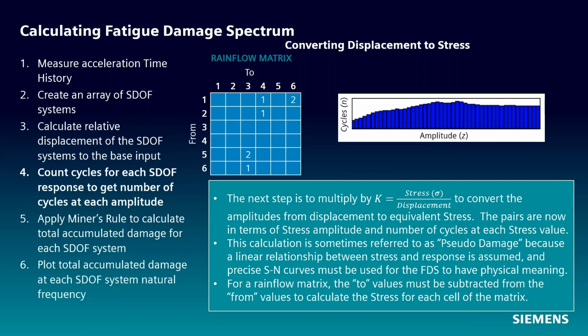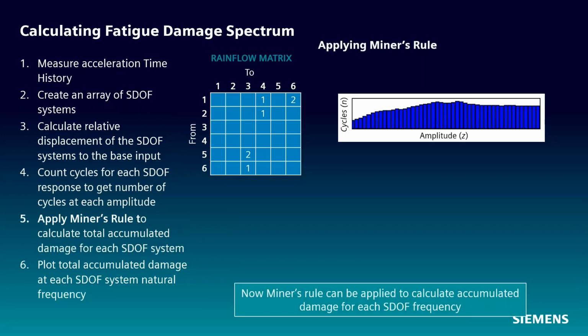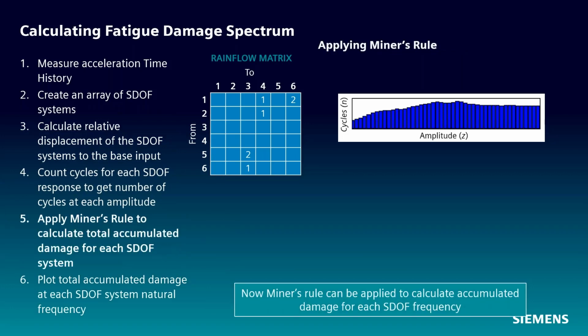So now we've gone through step 4 and counted cycles. We move on to step 5, which is to apply Miner's rule. So how do we do this? Well, Miner's rule is that you take the number of cycles at a particular amplitude on your test article and compare it to the number of cycles to failure from your Wohler curve. And then you do that for each one of these histogram bins and sum them all up, and that will be your total damage. That is Miner's rule in a nutshell.